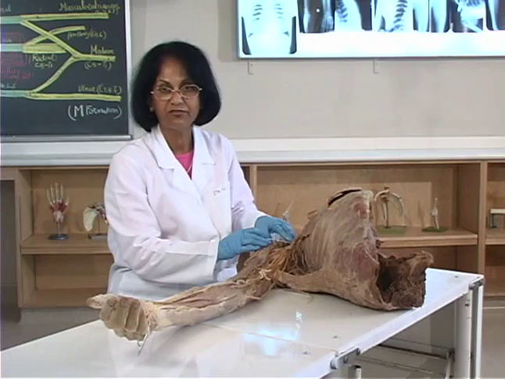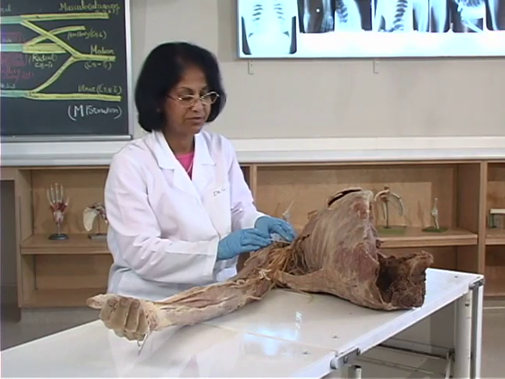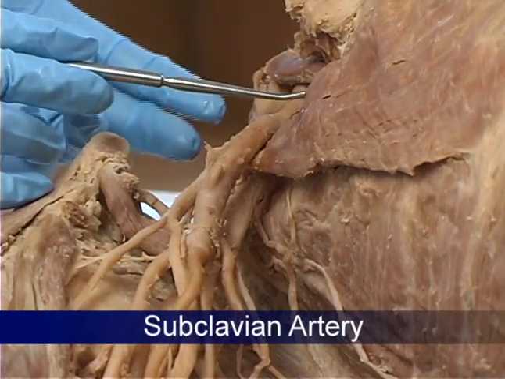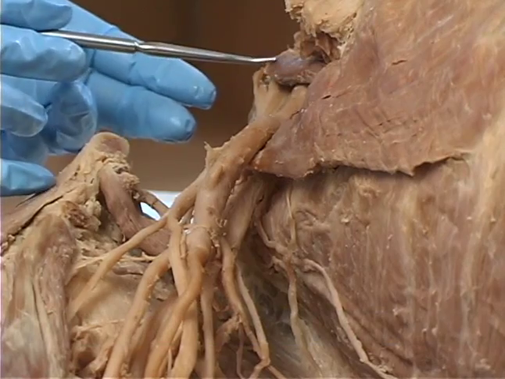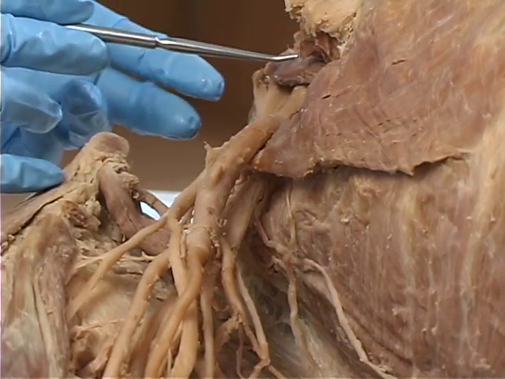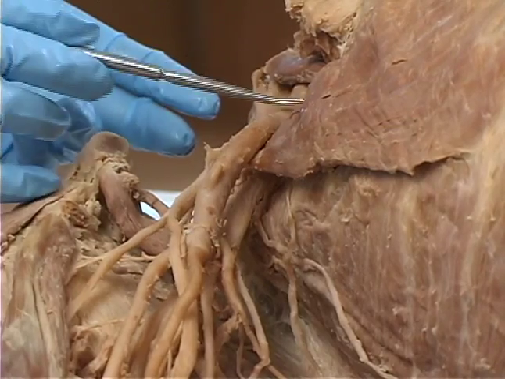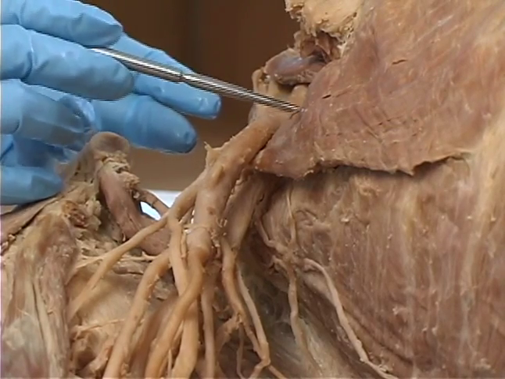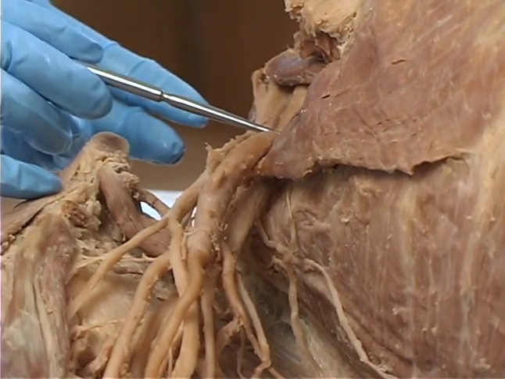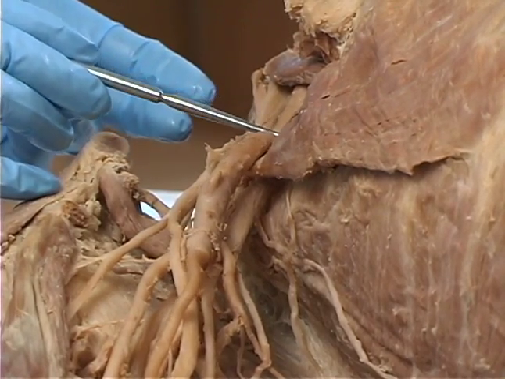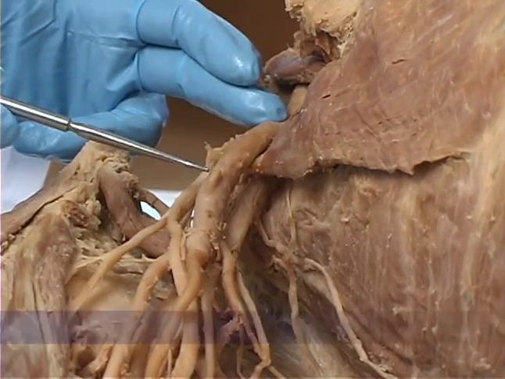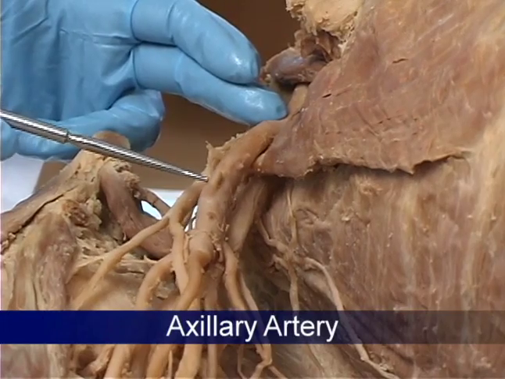The blood supply of the upper limb comes from the subclavian artery. The subclavian artery leaves the neck region through the interscalene triangle: scalenus anterior, scalenus medius, and the first rib. At the lower border of the first rib, the artery changes its name. It is called the axillary artery.